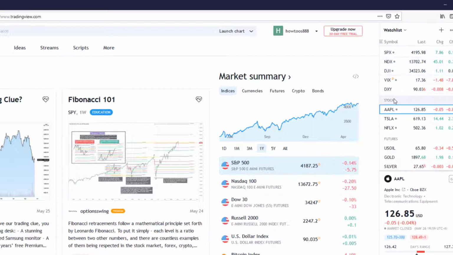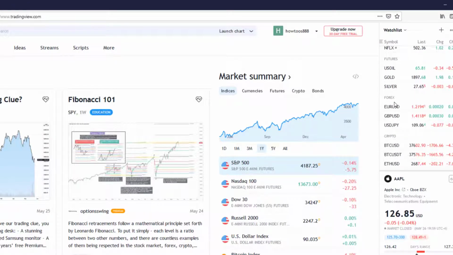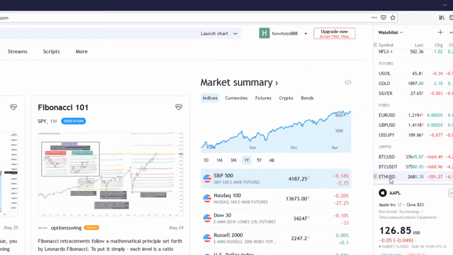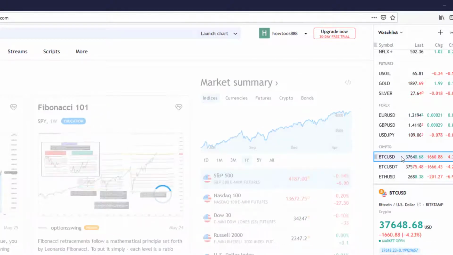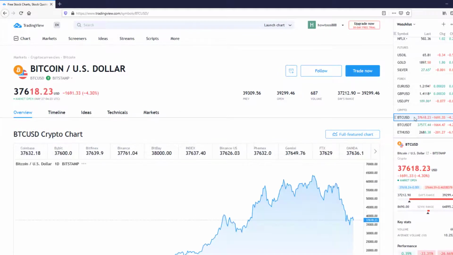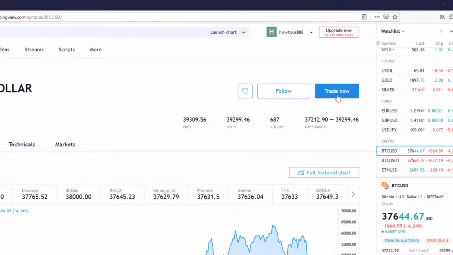Now, you can select whatever instrument you want to paper trade with Tradingview. There are thousands of instruments you can demo with. We will be paper trading Bitcoin, as crypto market is open 24 hours daily. To do that, select Bitcoin. Once you have selected Bitcoin, choose Trade Now or Full Featured Chart.